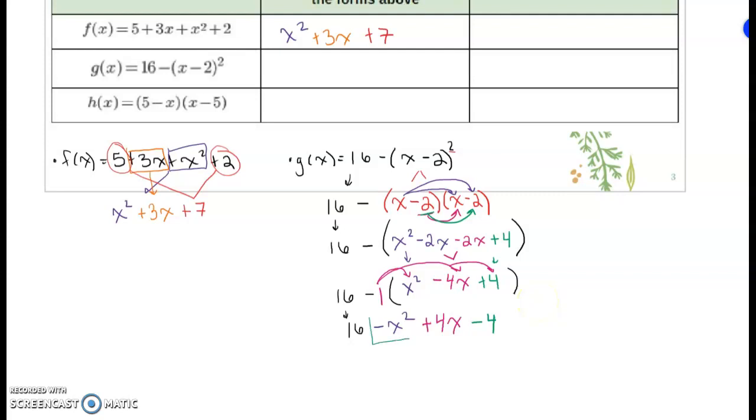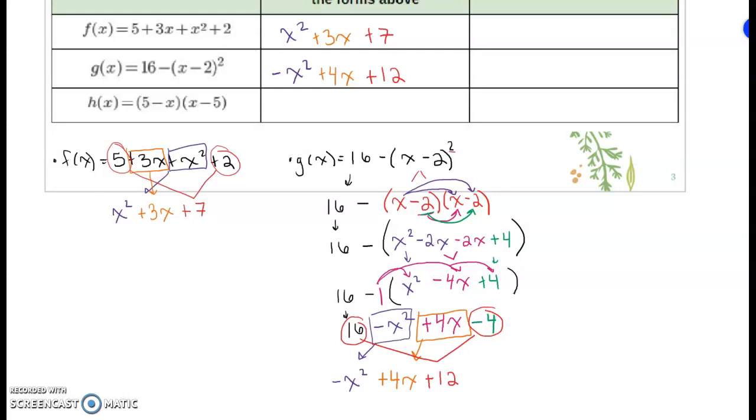Remember, x squared will always be in front, so we don't have any other x squared, so we're going to leave it as is. Then I'm going to combine any of my regular x's. Looks like I only have a positive 4x, which is totally fine. So I'm going to make sure I bring down my positive 4x. And the last part here, I have 16 minus 4. 16 minus 4 is going to give me a 12. So now I have negative x squared plus 4x plus 12.